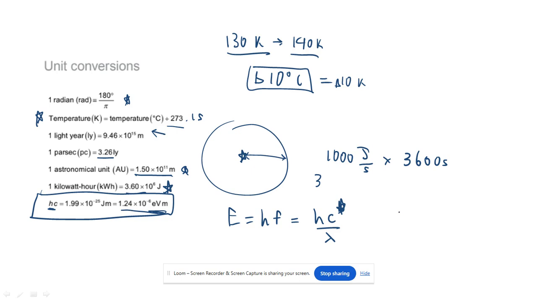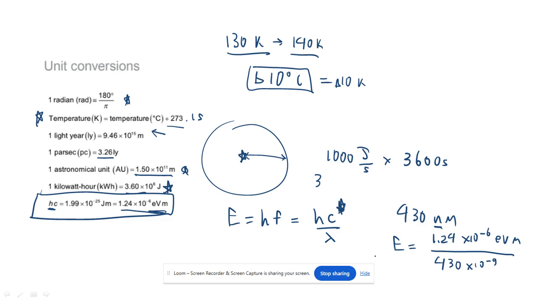So let's say you've got 430 nanometer light, right? The energy of that photon in electron volts is going to be 1.24 times 10 to the minus sixth electron volt meters, right? Divided by 430 times 10 to the minus ninth, because that's nano, right? Okay, and that'll give you the energy in electron volts, which is kind of cool.